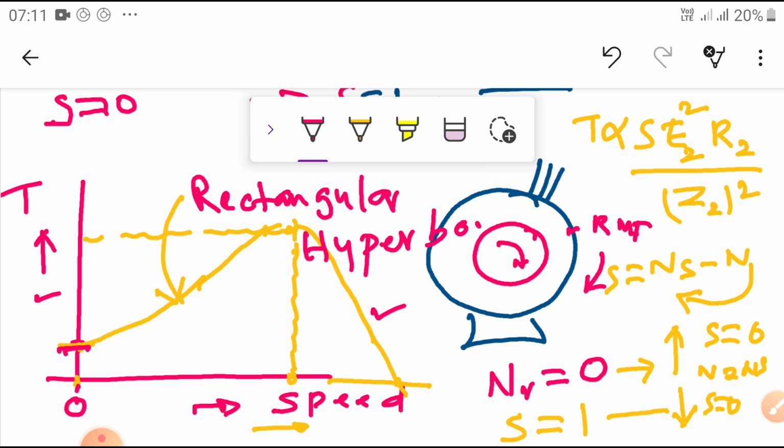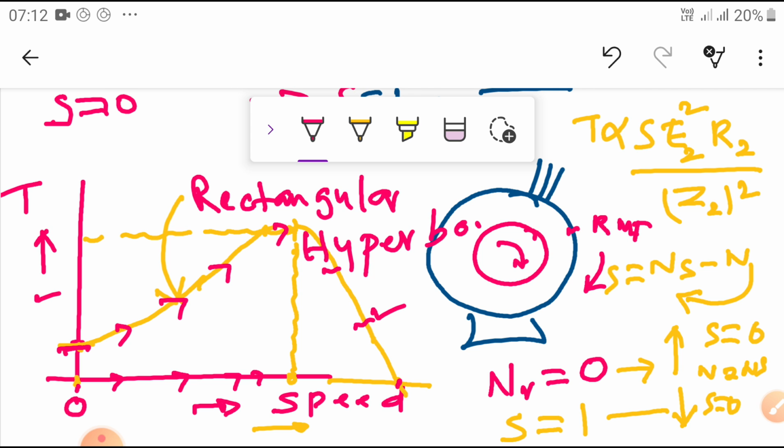It is a twisting force. The rotor will rotate. Speed will pick up, the torque also picks up, the speed also picks up. Torque increases, this all increases. Up to one stage, the maximum torque is developed. Then after that, the torque slowly decreases and becomes 0 when the speed becomes Nr equal to Ns.